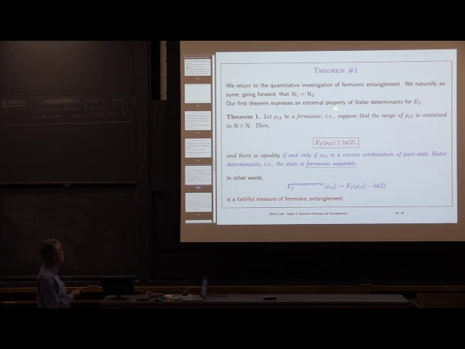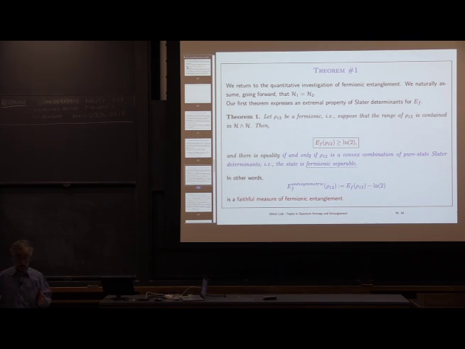Our first theorem expresses an extremal property of Slater determinants for the entanglement of formation. So here's the theorem. You take any fermionic state, rho 1, 2, for two fermions. All you know is that they're fermions. You don't know anything else. Suppose that the range of rho 1, 2 is contained in the antisymmetric tensor product. So in other words, the wave functions we're going to look at are antisymmetric wave functions. That's what it means to be a fermion.